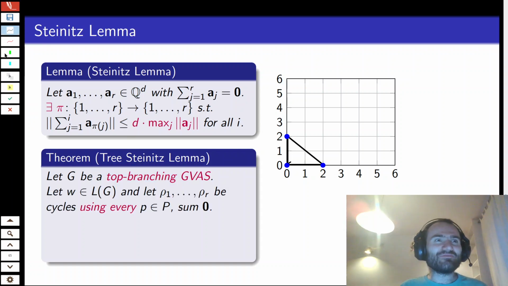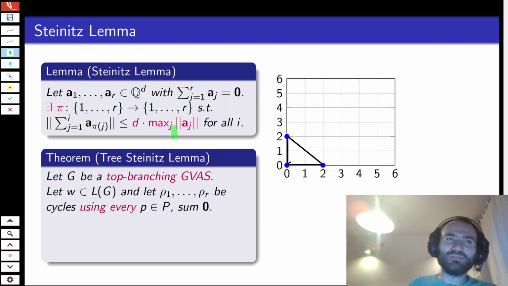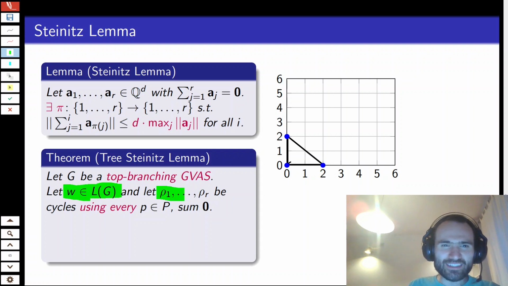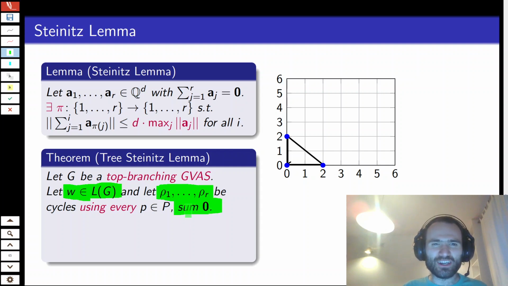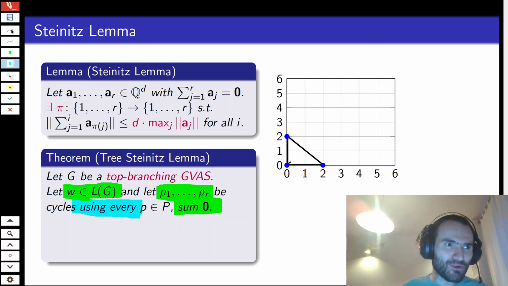Okay, so what does it state? Well, again, I am going to simplify this, and I'm going to show this graphically in a moment. But so what's the point? Well, we want to make the above thing, but we want to do it with something that is derivable in the grammar. So we take a word in the grammar, and we take some cycles in the grammar. And now we want that if we sum all these cycles and the word, then they are supposed to have fx0. But there's one crucial thing. We assume that the cycles use every production. We will see in a moment why this is needed.